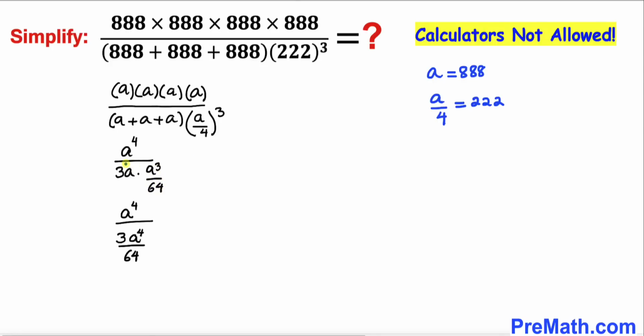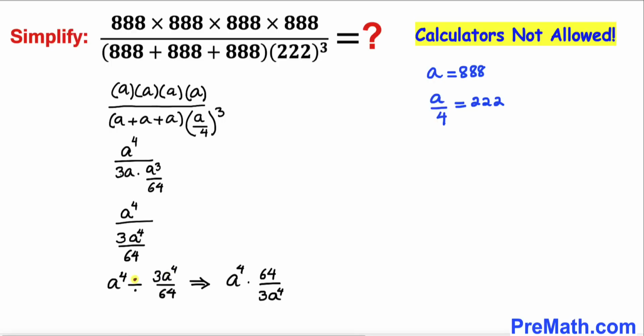Now let's focus on this denominator part. This one, 3 divided by 64, I just wrote it down over here, and A times A power 3 is going to be A power 4. Now this fraction could also be written as A power 4, I just wrote it down over here, divided by this denominator right up here.